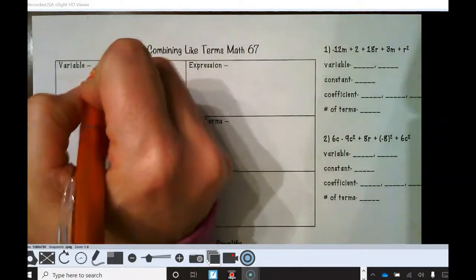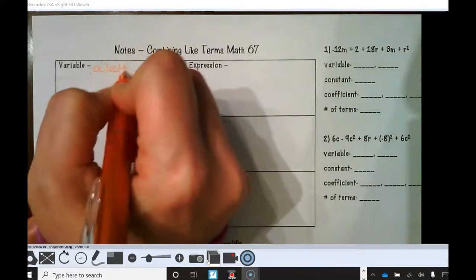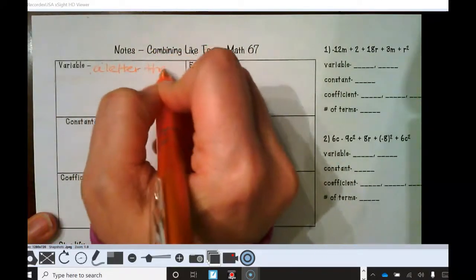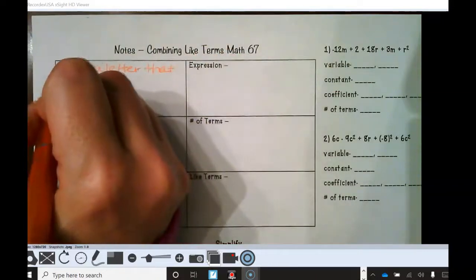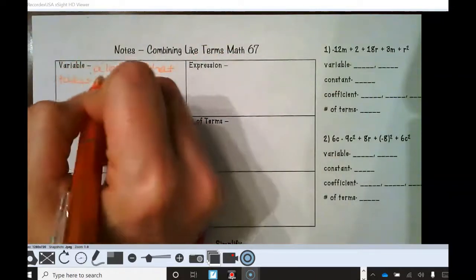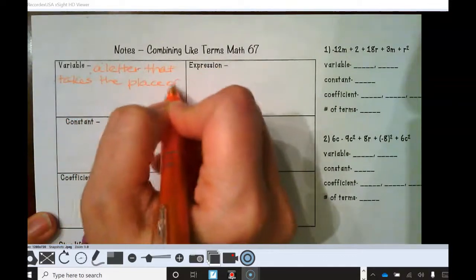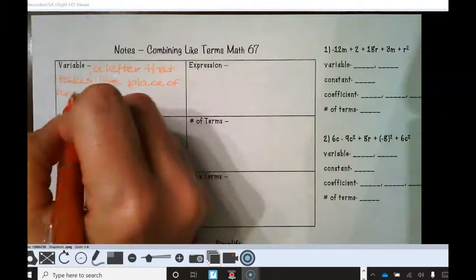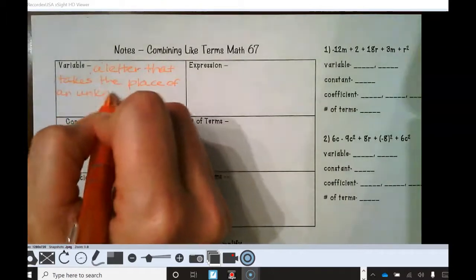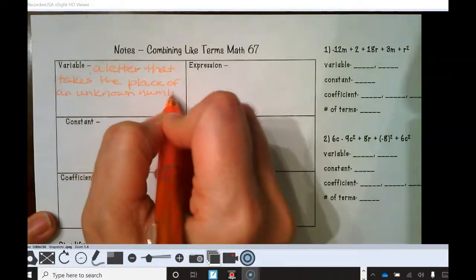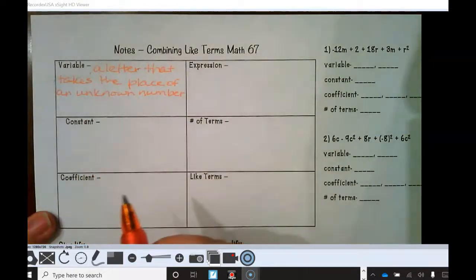A variable is a letter that takes the place of an unknown number. Now that makes sense, I'm sure.